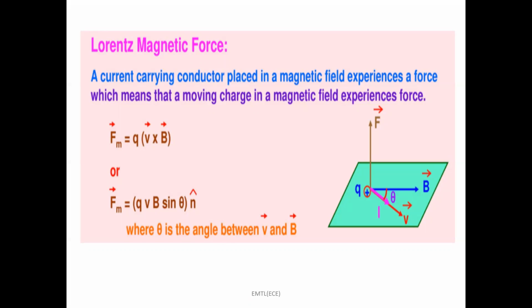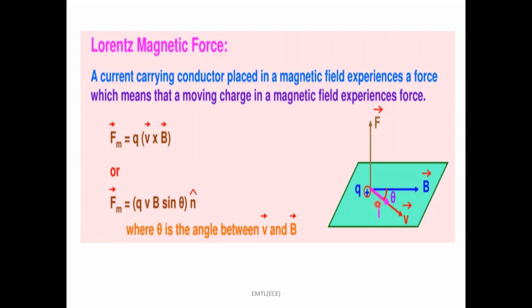Now, let us discuss the Lorentz magnetic force. A current carrying conductor placed in a magnetic field experiences a force. This figure represents how the magnetic force is developed by a charge moving in a magnetic field. This is a charge Q moving with a velocity v. Due to the movement of the charge, a current is developed. The direction of the current and the velocity are the same.